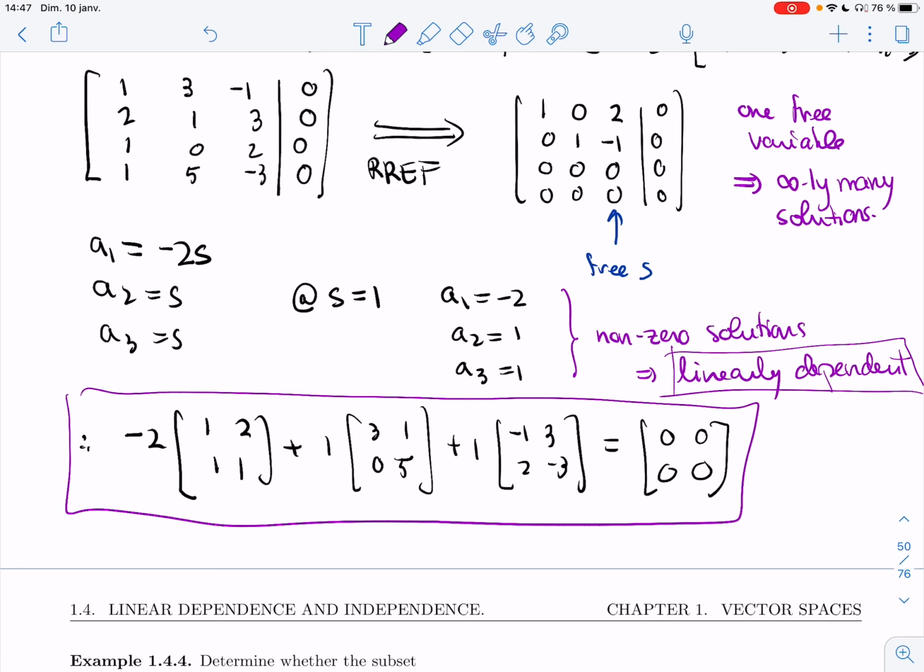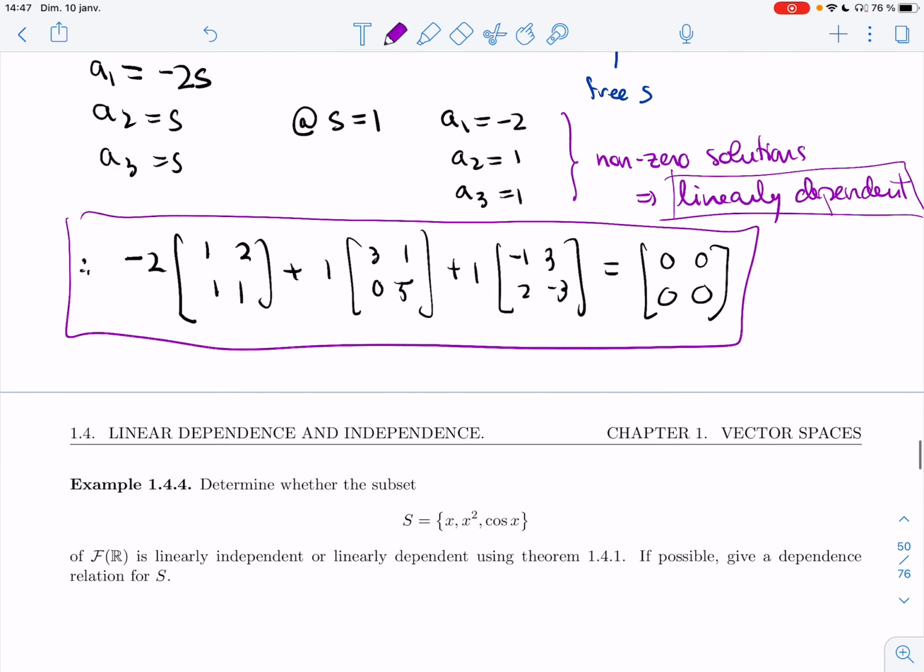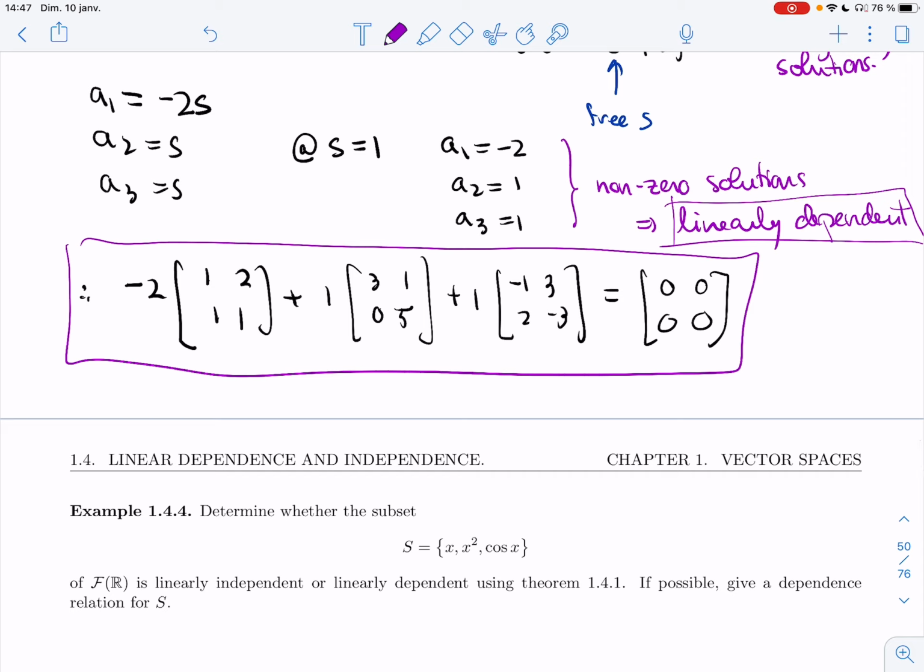In the next video, we'll do one with functions, which is more complicated because in functions, you have tons and tons of different functions. It's not like matrices that it's more or less four. Functions are way more complicated.